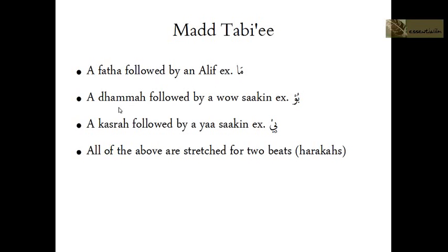The next type of mad tabi'i is a dhamma followed by a waw sakina. So here ba has a dhamma followed by waw sakina. Again, the letter with the fatha or the letter with a dhamma can be any letter. The example of mim and ba is just an example. I could have used any letter.